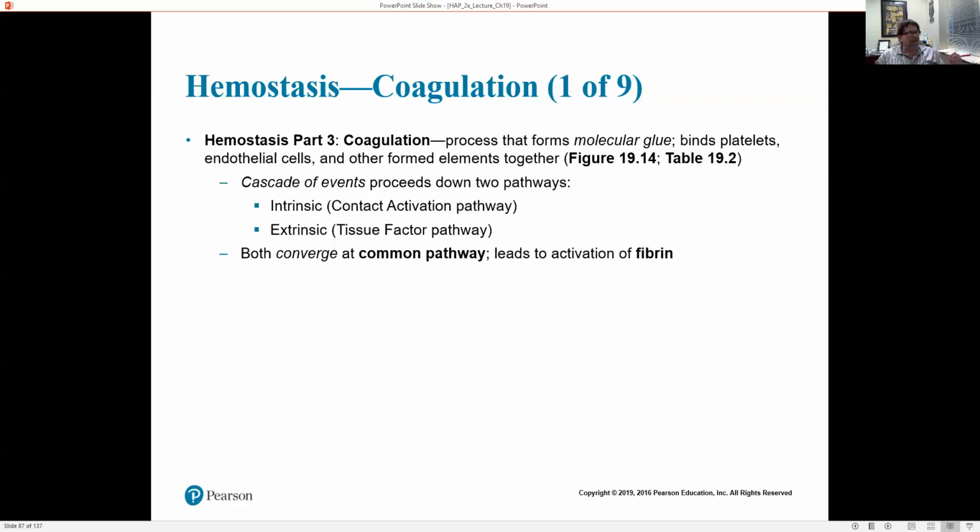However, they both converge at a common pathway that leads to the production of fibrin from the real famous plasma protein made by the liver called fibrinogen. The best way I can think of this is to think of fibrinogen as a totally soluble form, not sticky, like a duct tape on a spool. But if you put it into hundreds of strips, it sticks everything. So fibrin is a sticky form that causes the coagulation of the blood.